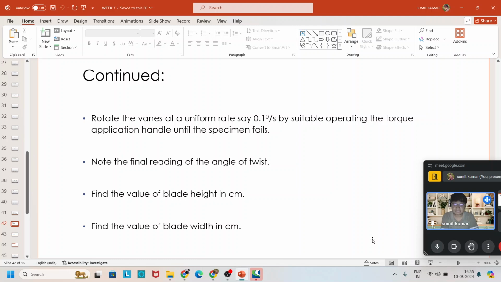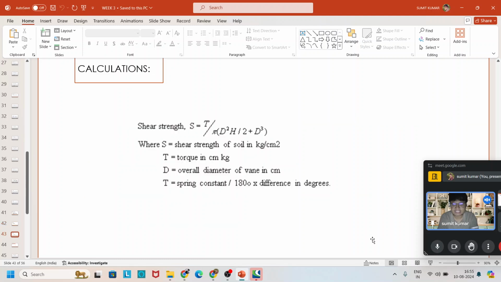Now rotate the vane at a uniform rate of 0.1 degree per second by suitably operating the torque application handle until the specimen fails. Now note the final reading of the angle of twist. Find the values of the blade height in cm and the blade width in cm. The height is said to be H and the width is said to be D, which we use in our interrelation. Now the calculation is given as T divided by pi D squared into H by 2 plus D by 6.